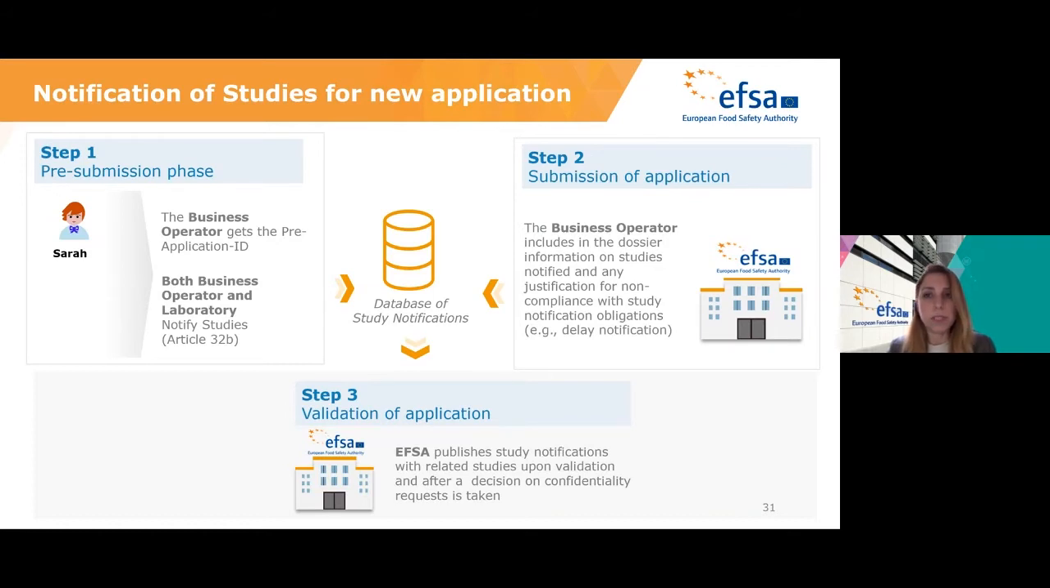Then we have step 2, submission of an application. When the business operator provides the dossier to EFSA, he has to include inside the dossier the information related to the study. If the study was notified with delay, then a justification should be provided. Everything is collected in the database of study notification. In the third step, as it was for the general pre-submission advice, EFSA will publish the study notification, but only when the dossier is valid.